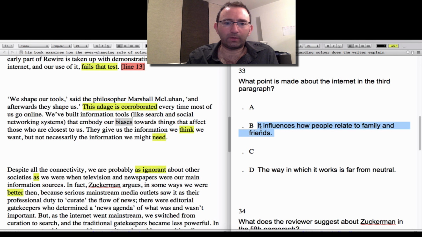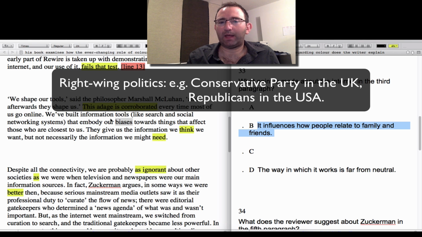I don't like this at all. So basically, now that I've thought about it a little bit more, this sentence means like the tools we use, like Google, Twitter, Facebook, whatever, they embody our biases. Like if you like right-wing politics, then your search results will start to become a little bit more right-wing, right? That's what it means.